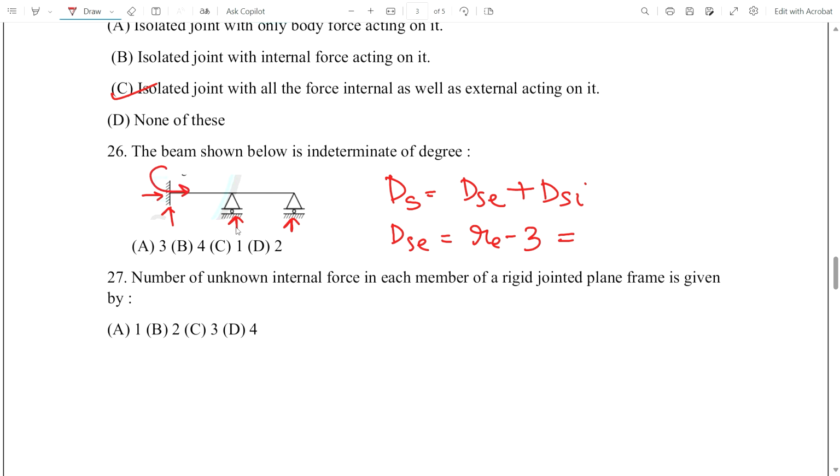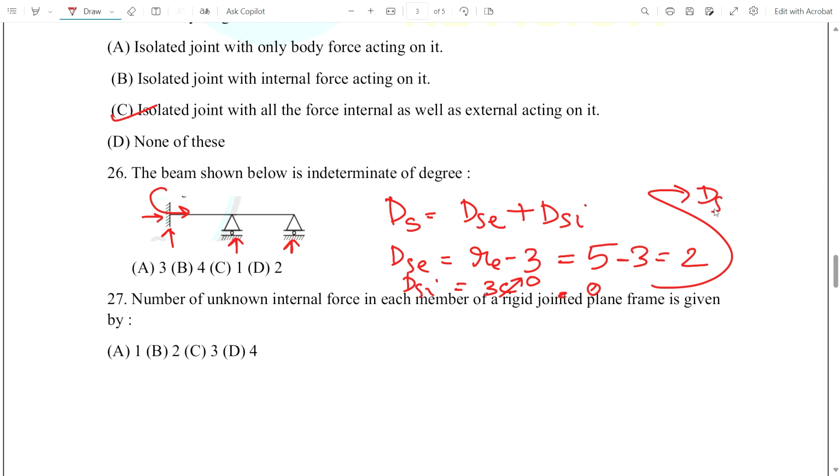The total reaction how much? 1, 2, 3, 4, 5. So RE is 5. This is the external reaction, minus 3 is the equilibrium reaction. So total is 2. Now DSI is how much? DSI is equal to 3C. There is no loop in this structure, so C is equal to 0, so DSI is also 0. So total DS is equal to DSE plus DSI, so 2 plus 0, that is 2. Option D is the correct answer.